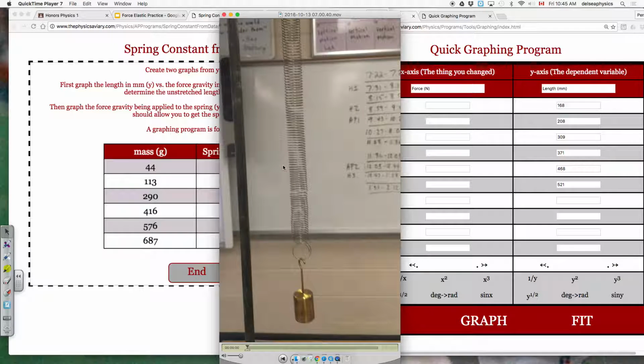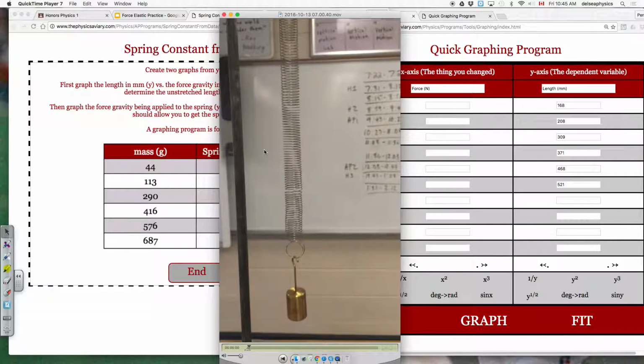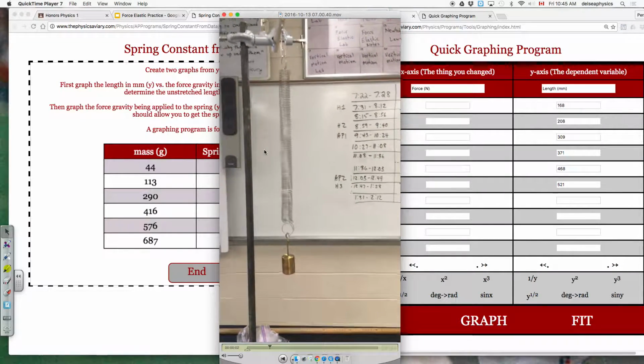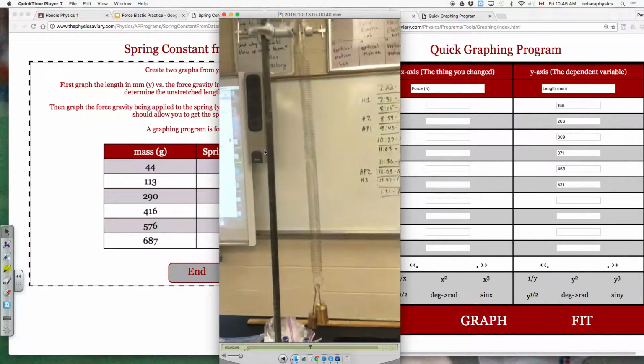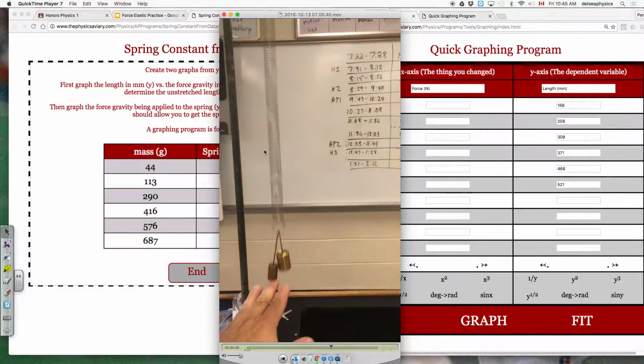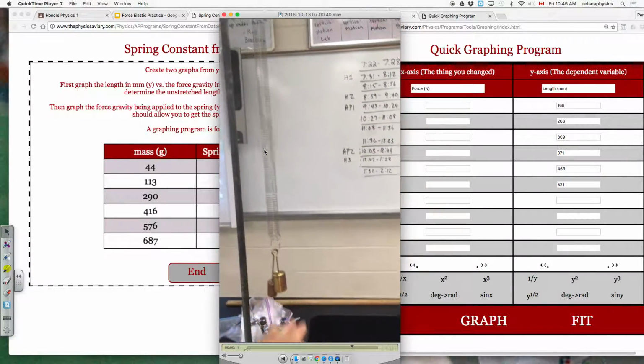Okay, this time we are looking to find the original length and the spring constant of a spring that is being tested by hanging masses vertically on the spring. So what we do is we hang a mass from the spring and measure its length. Then we hang more mass. We stop it from moving. We measure the new length.